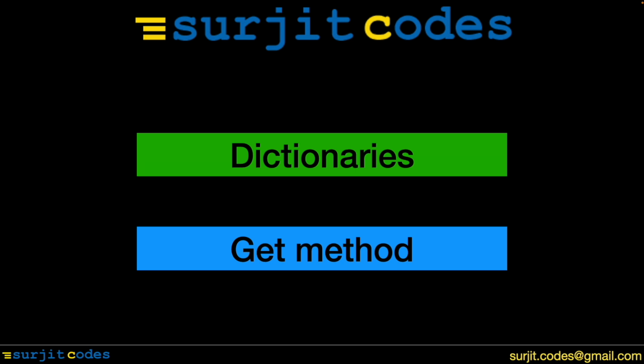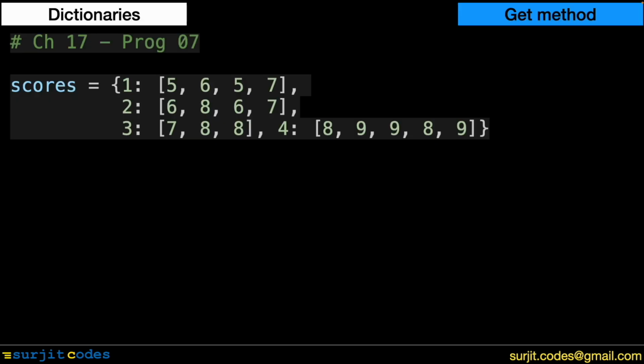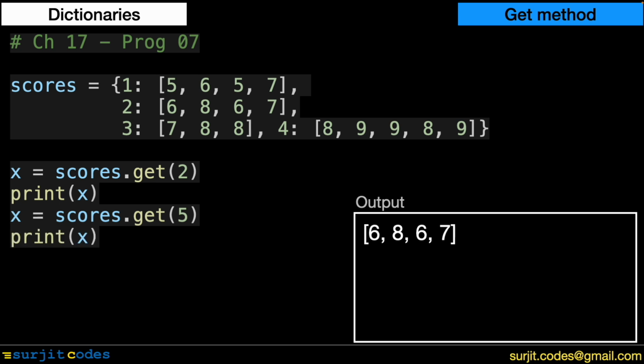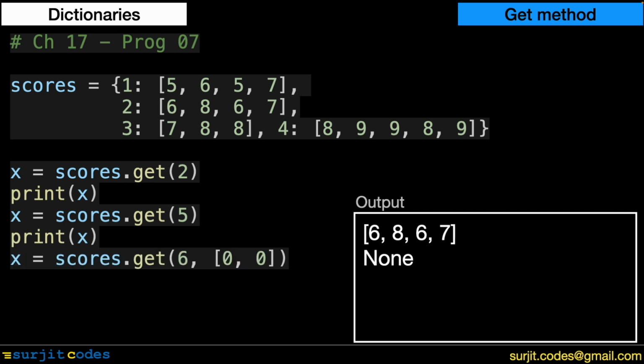Get method of a dictionary is another way to get values for a key. Consider a dictionary of 4 groups of students. Score get2 returns the value of key 2. We store it in X and print it. X is a list of scores. As 5 is not a valid key, get5 returns none. There is no error message and the execution does not stop.